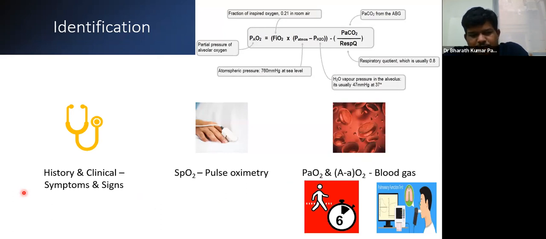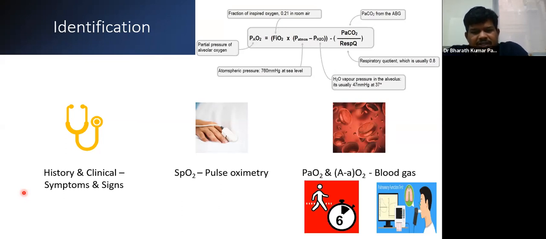Regarding hypoxia, the patient can have a history of cold, cough, shortness of breath, maybe a history of travel where he could have contracted some kind of bug which can lead to community-acquired pneumonia, or maybe a background cardiac or respiratory disease which might have precipitated this acute episode.